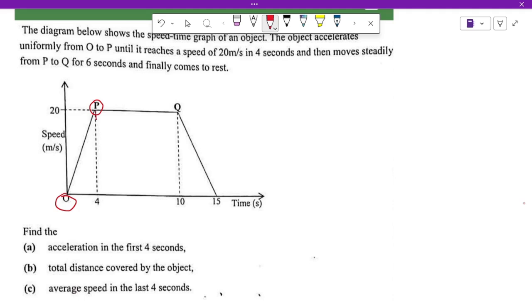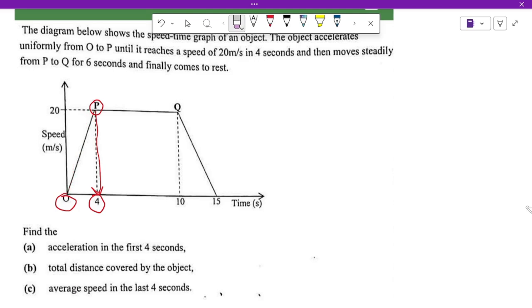Since you want to check the time it took, you come down here, you check for the axis. Okay, it took 4 seconds. Remember, time is in seconds. It took 4 seconds for this particular object to move from O all the way to P.